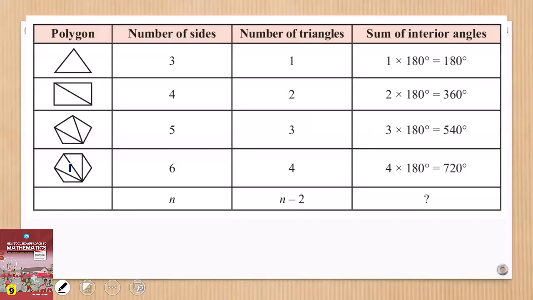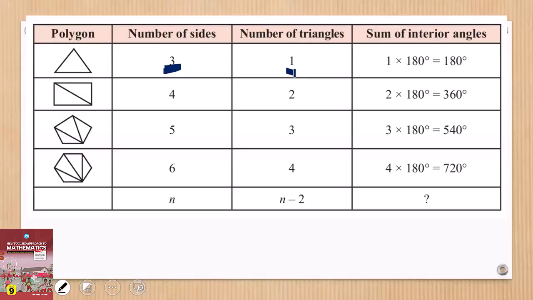If we have a triangle, the number of sides we know is 3. The number of triangles is 1. Now, 1 times 180 is 180. That is the sum of the interior angles of the triangle, which we know is 180.